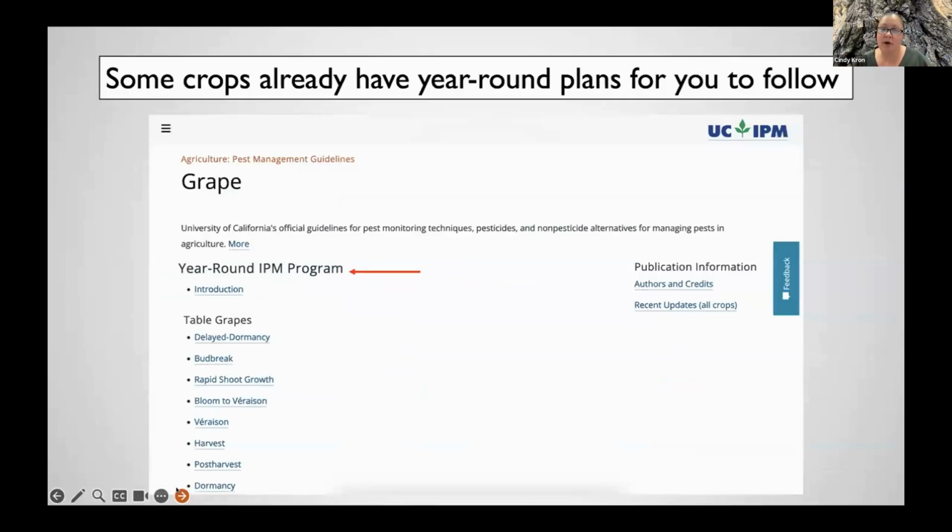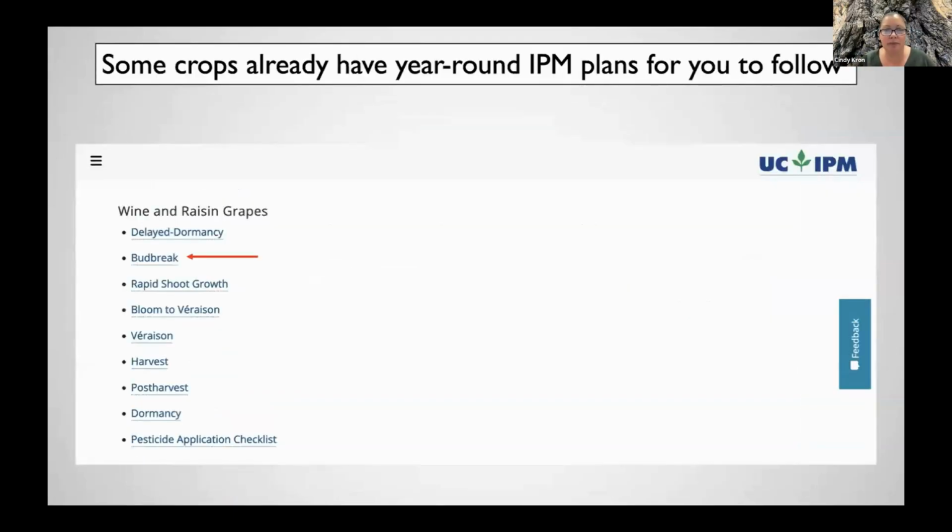And we have already year-round IPM programs that are written out for grape. And you can see here below that you have delayed dormancy, bud break, rapid shoot growth. You have different times of the grapevine in which you're going to look at different things. You're going to pay attention to different insects depending on their biology and when they become a problem in vineyards. So I scrolled down and I chose bud break.